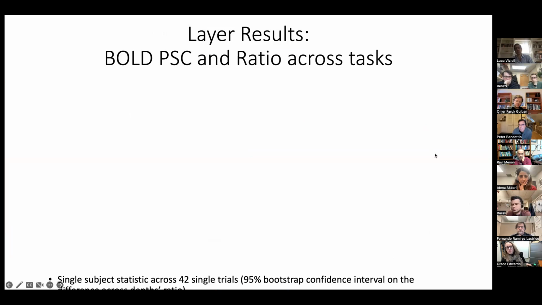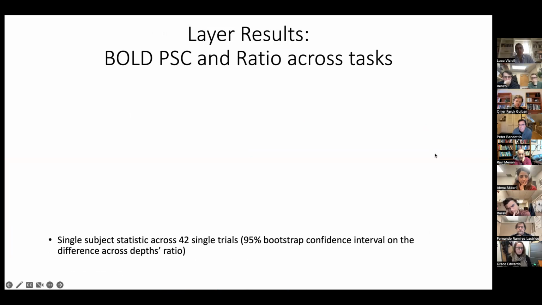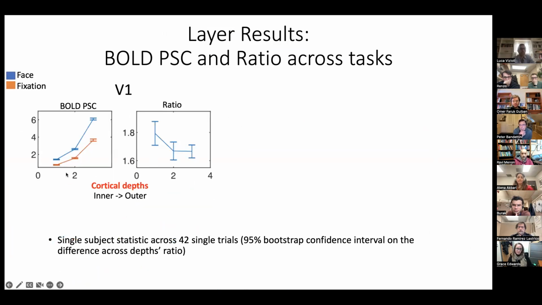All right, so to quantify these results, we carried out statistics across our 42 single trials. Specifically, we computed a 95% bootstrap confidence interval on the difference across the depth ratios, and we Bonferroni corrected it for multiple comparisons. Here's an example for one subject. We average all the voxels within a layer. On the x-axis, we have our layers or cortical depth going from inner to outer. In different colors, we have the two tasks: the fixation task in red and the phase task in blue.